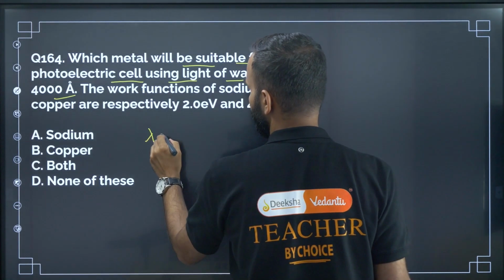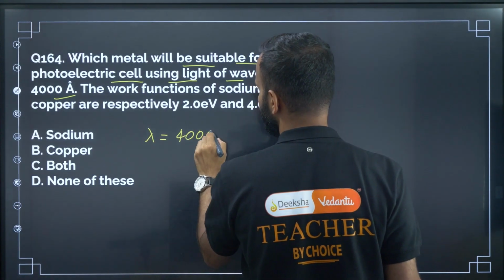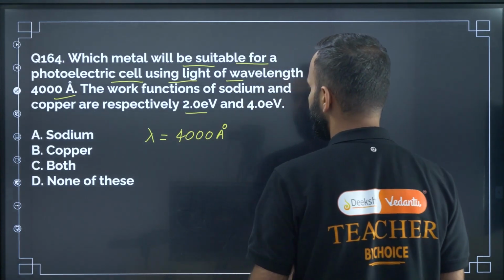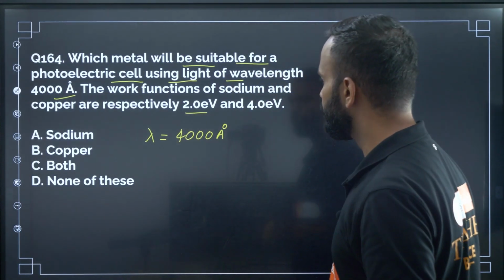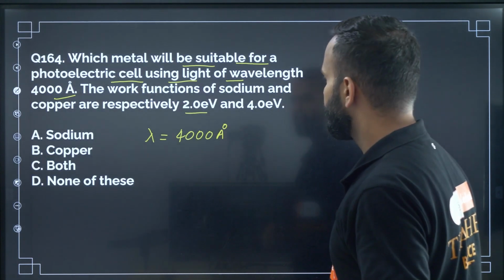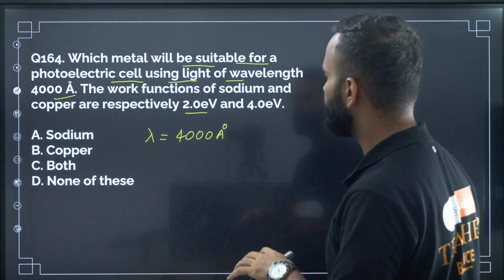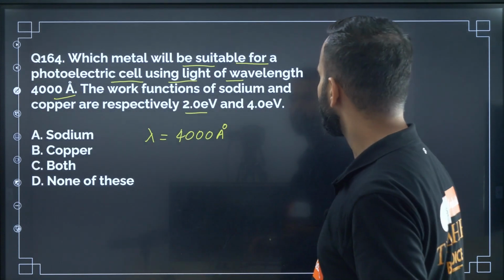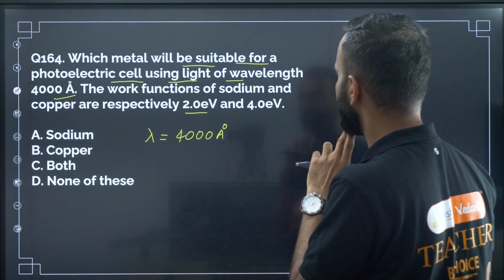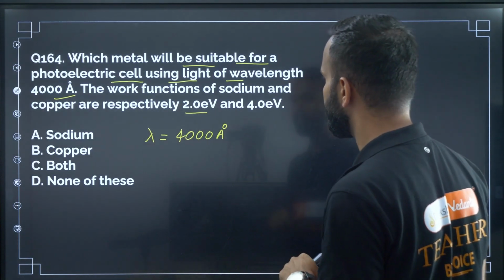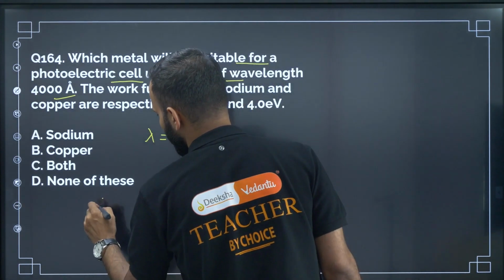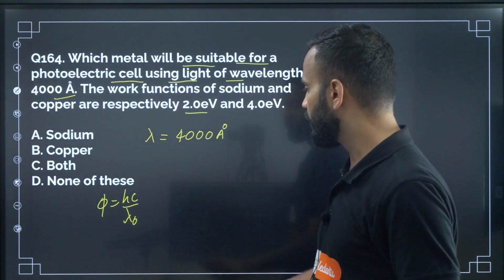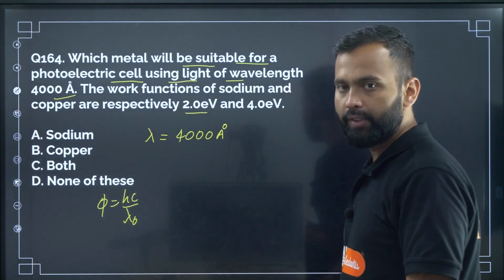Here wavelength of the light is 4000 angstrom. The work function of the sodium and copper are respectively 2 electron volt and 4 electron volt. So we need to find the suitable metal for photoelectric effect. Let's find for sodium. Now work function phi is equal to hc divided by lambda naught. Lambda naught is threshold wavelength. So let us find the threshold wavelength.